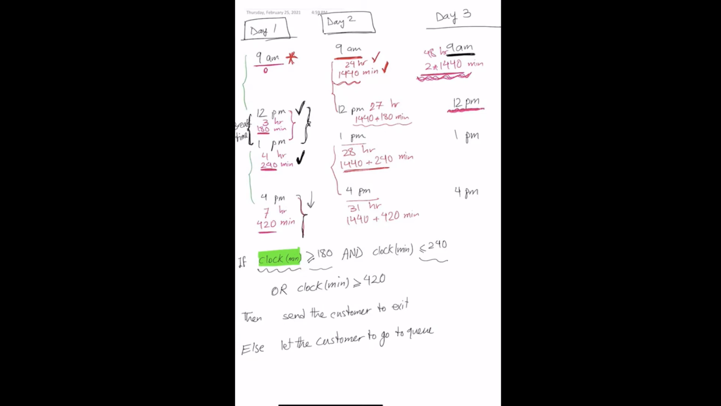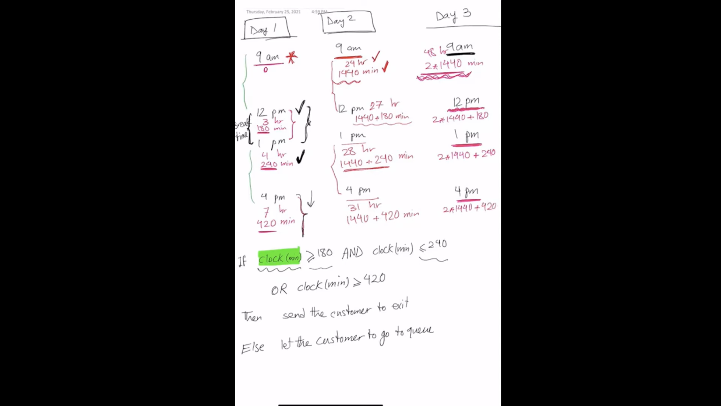So the simulation time at this point will be 2 of 1440 plus 180. And when I get to this point, the simulation time will be 2 of those 1440, which is 24 hours of the day before, plus 240 minutes. And if I come here to represent 4 p.m. on day 3, if I just look at the simulation time, which we have let continue running, then the simulation time at 4 p.m. on day 3 will be 2 of 1440 plus 420 minutes.